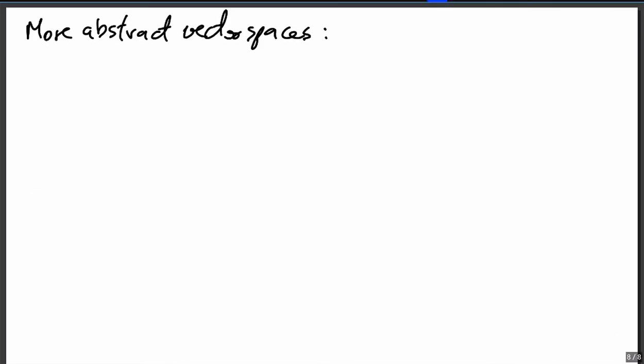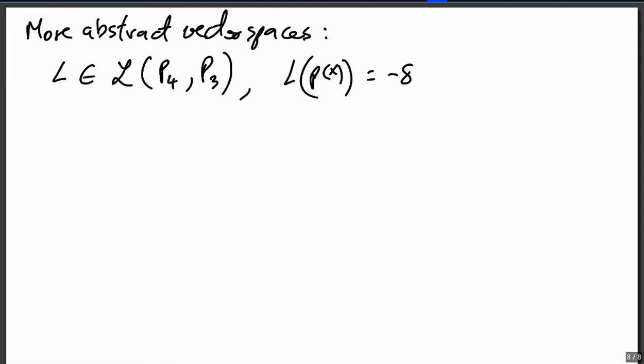Now abstract, more abstract vector spaces. If the linear transformation, sometimes the notation is L, that stands clearly for linear. And for example, if we go from P4 to P3 polynomials defined by multiplying with -8 the derivative of P plus 4 times the second derivative of P. So this is from P4 into P3.